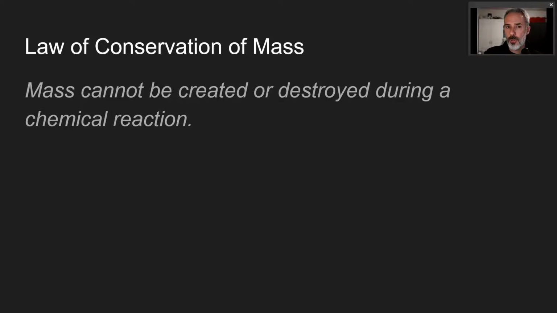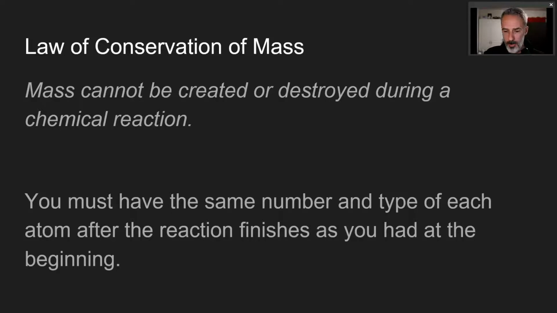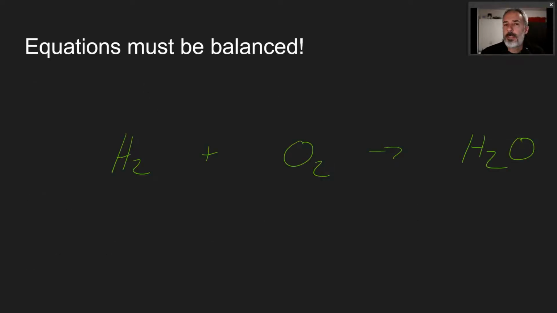If we had had 2 chlorines in the beginning and had none afterwards, it would appear like we had destroyed some mass. A chlorine disappeared. That's getting rid of some mass. I mean, after all, look at the periodic table. Chlorine weighs 35.45. That would be some mass that would disappear if we magically made a chlorine go away. So the law of conservation of mass means we have to have the same number of atoms in the beginning as we have in the end so that we don't lose any mass. So you must have the same number and type of each atom after the reaction finishes as you've had at the beginning. So really this just takes a little bit of practice.